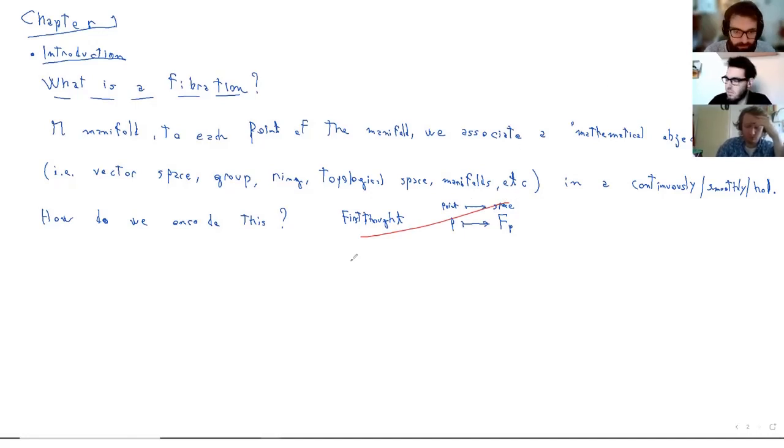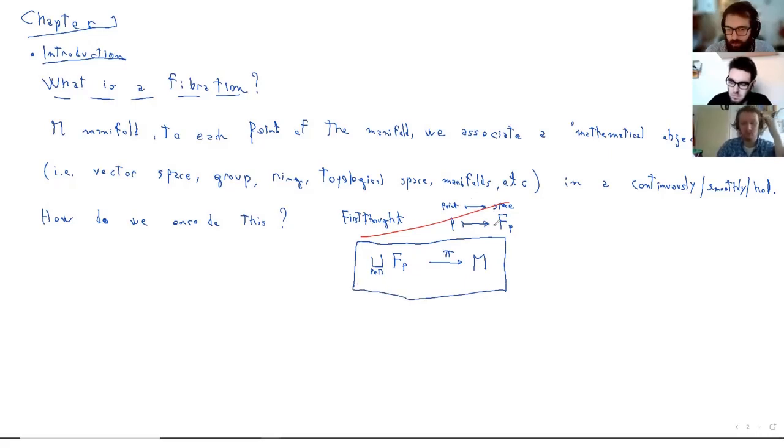What we do most of the time is consider the union of all these possible F_P's, and then a projection onto M. So kind of the inverse. Now if you want to look at this map, it's more like P goes to pi inverse of P. And the point is we will put a manifold structure on this object.